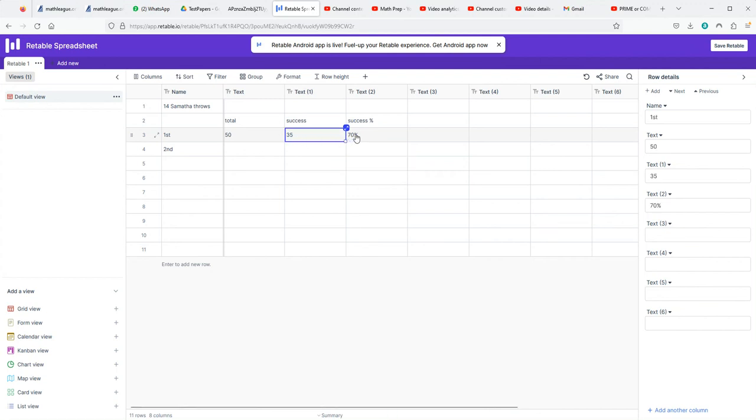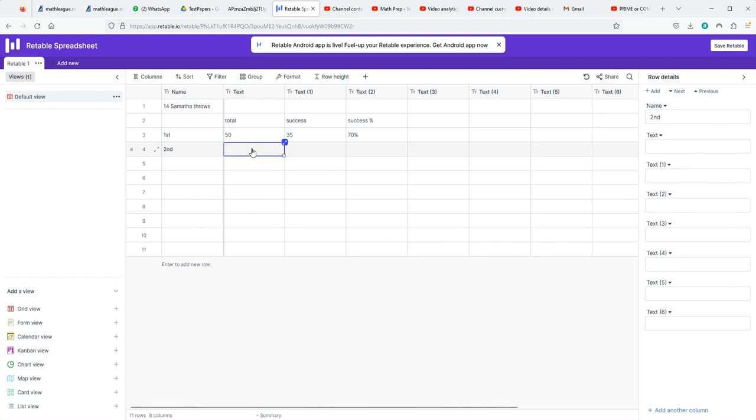How do you calculate percentage? If you don't know how to calculate percentage, please ask someone or look up a video on how to calculate percentage. But here we'll just quickly do that. 70% of 50 is you multiply 50 by 0.7, and that becomes 35. So 50 into 0.7 is 35. So Samantha made 50 throws. Out of that, 35 were successful.